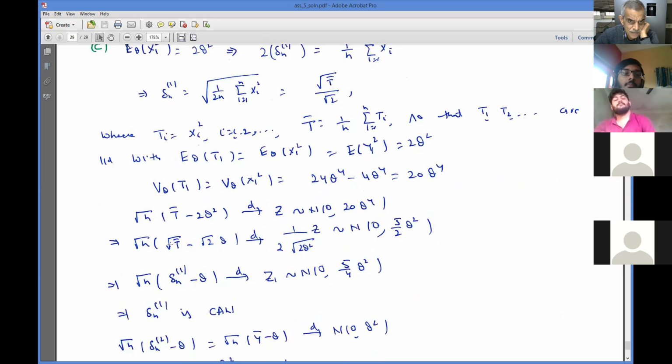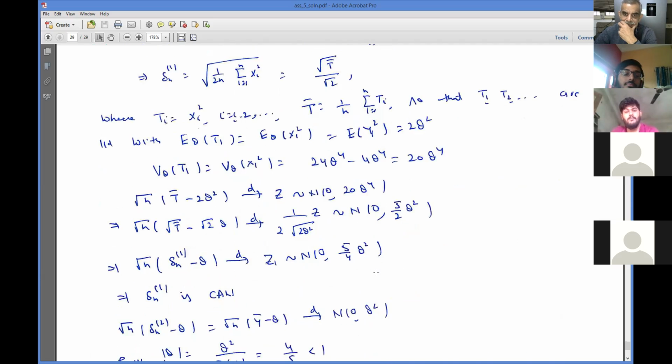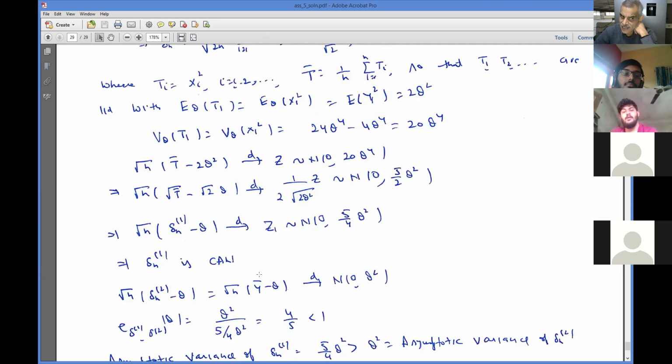So root n, delta n1 minus theta. I divide both the sides by root 2. So root t bar by root 2 becomes delta n1. Root 2 theta by root 2 becomes theta, and it goes in distribution to 1 by root 2 times this distribution, normal 0, 5 by 2 theta square. I'm dividing by root 2, so it would have a normal 0, 5 by 4 theta square. Right? So delta n1 is CAN.